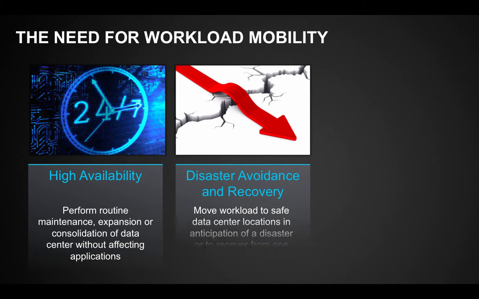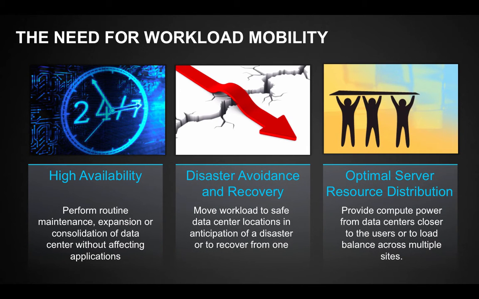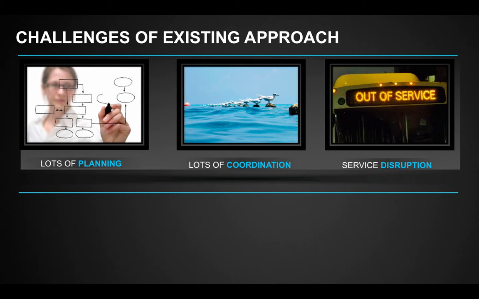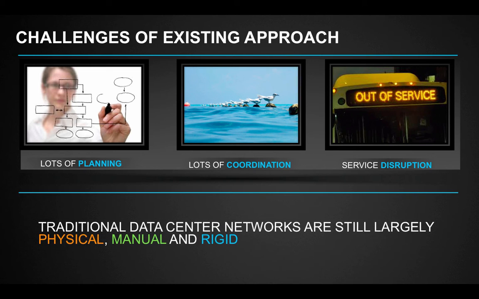The benefits are obvious. Workload mobility can facilitate flexible deployment of applications for high availability, disaster avoidance and recovery, and optimal server resource distribution purposes. The existing data center technologies to achieve workload mobility have been complex and disruptive. It normally requires a lot of planning and coordination, but still can result in application downtime. One of the challenges has been the data center network, which is still largely physical, rigid, and requires manual configurations.